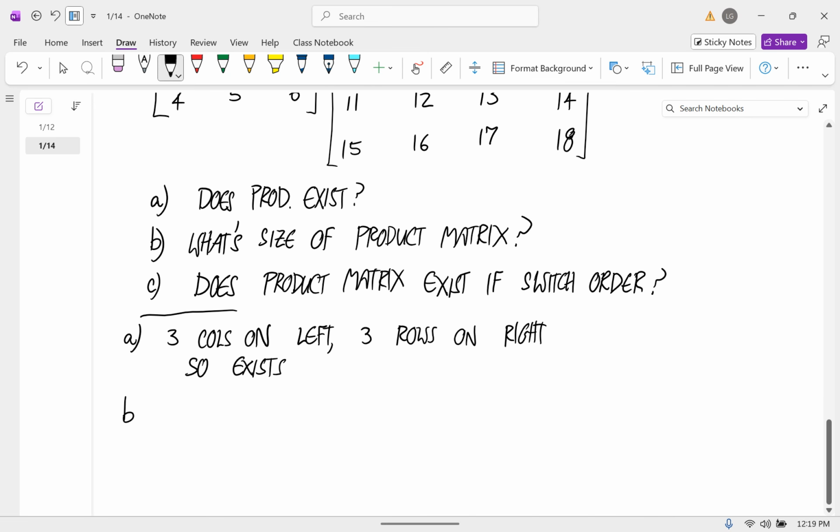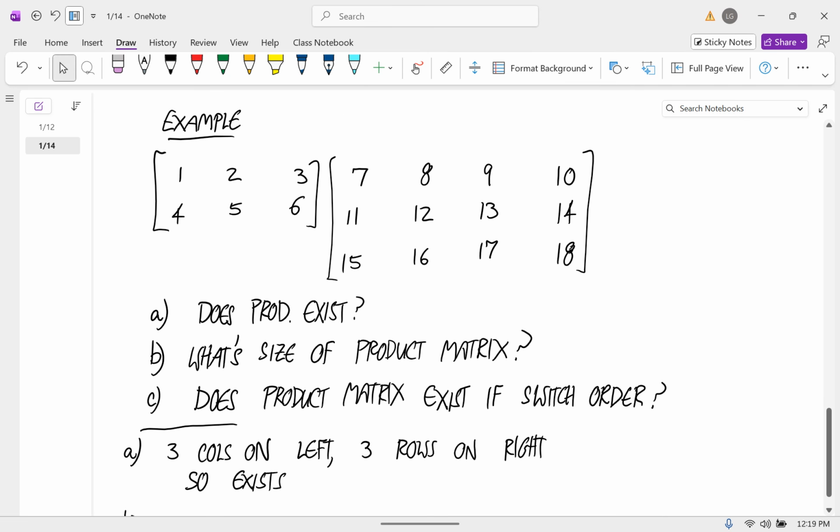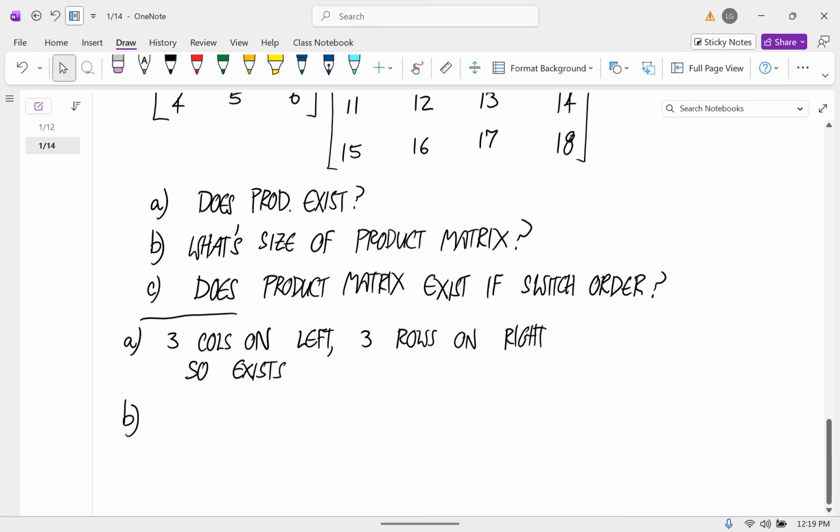Next, what's the size of the product matrix? So this left one is 2 by 3. The right one is 3 by 4. So what's the size of the product matrix? It will be 2 by 4. Yes, exactly, 2 by 4.